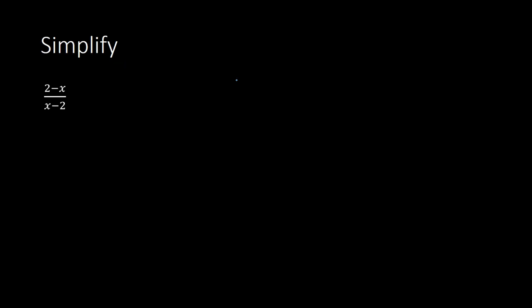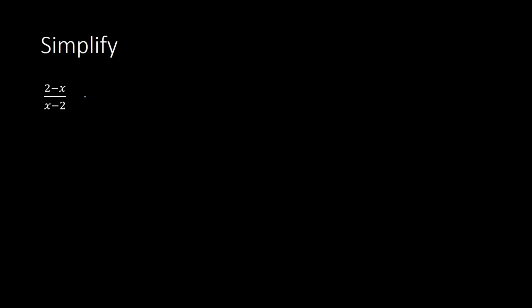And now for the last example. This one is kind of a tricky one, but notice that the numerator and denominator are almost identical, with the exception of the sign. So the numerator, we have a positive 2. The denominator, we have a negative 2. The numerator, we have a negative x, and the denominator, we have a positive x.